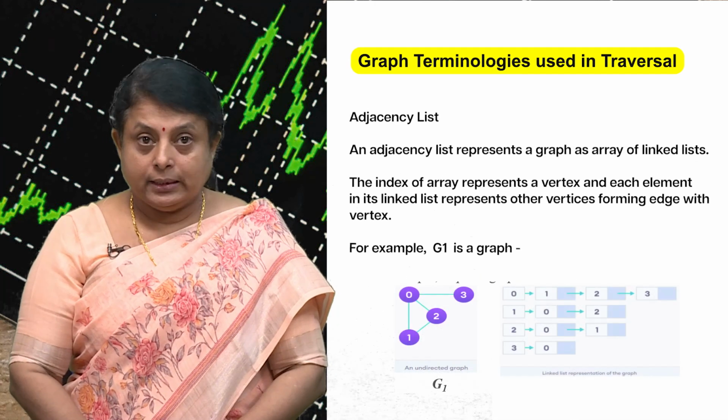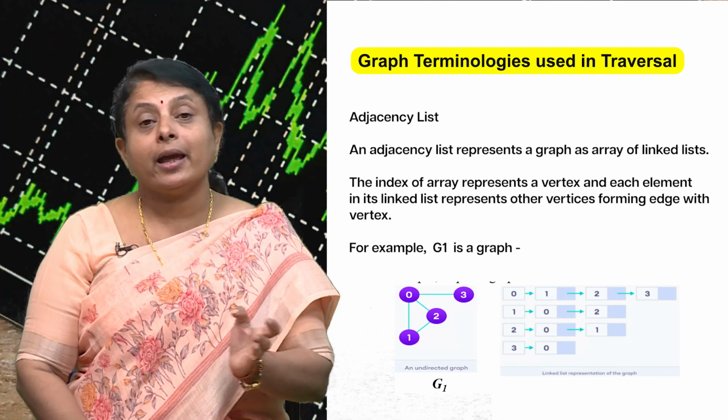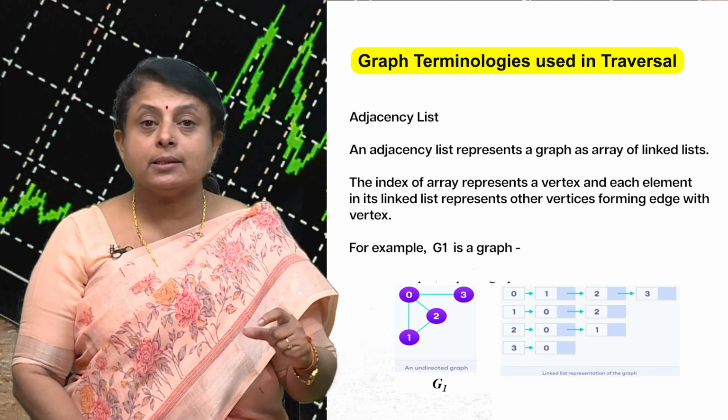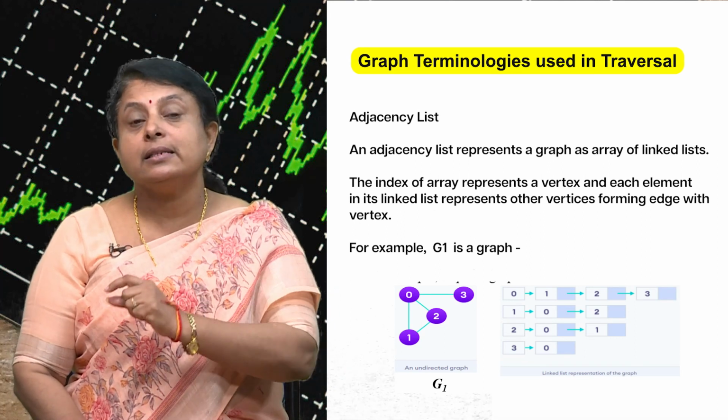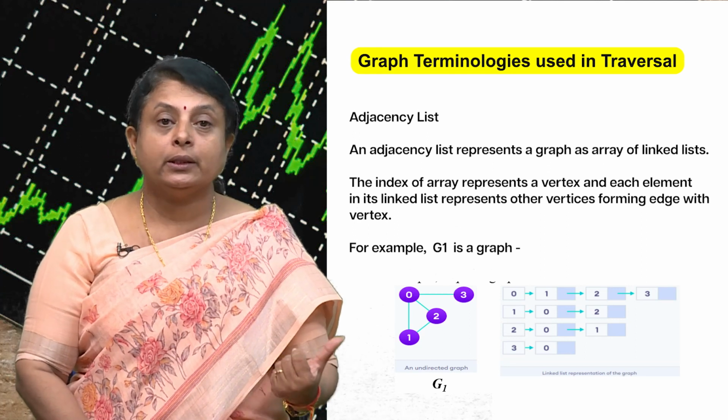Now, adjacency list. An adjacency list represents a graph as an array of linked lists. The index of the array represents a vertex, and each element in its linked list represents the other vertices that form an edge with the vertex.